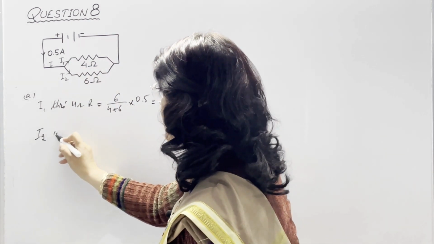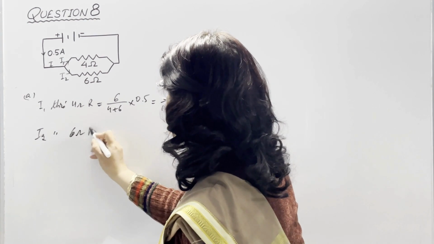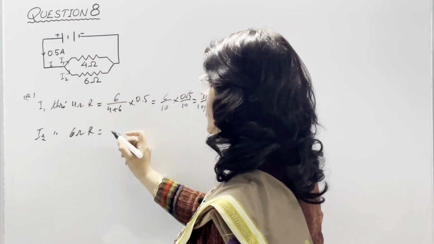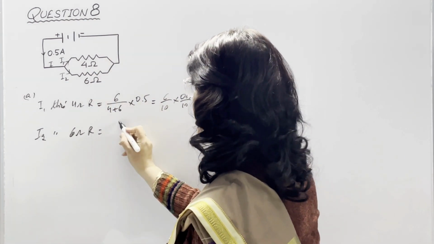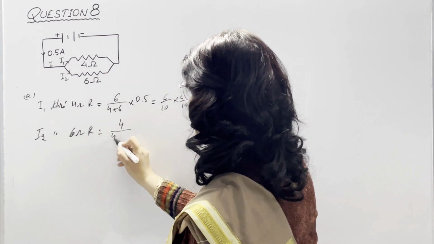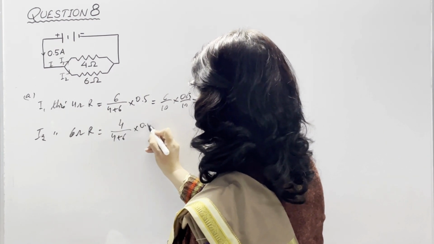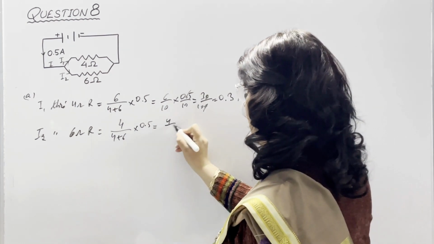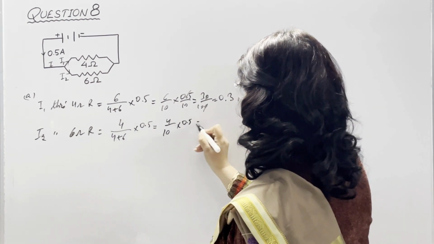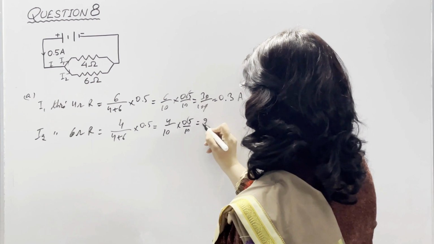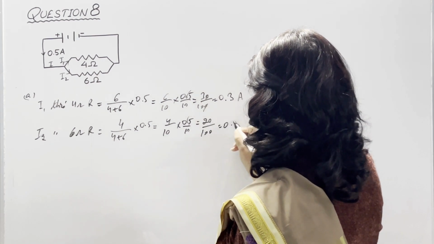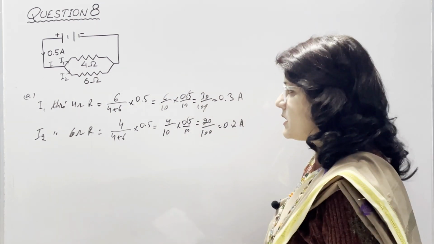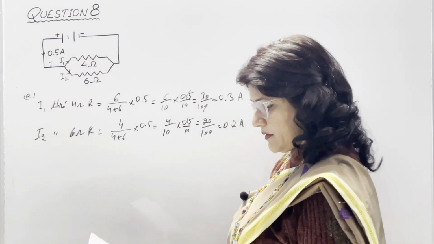Now I2 is the current through the 6 ohm resistor. When we are taking the 6 ohm resistor, we need to take the value of 4 ohm in the numerator, and in the denominator 4 plus 6, and then the total current. So 4 upon 10 into 0.5, it means 20 upon 100, or 0.2 ampere. This is the current through the two different resistors here.